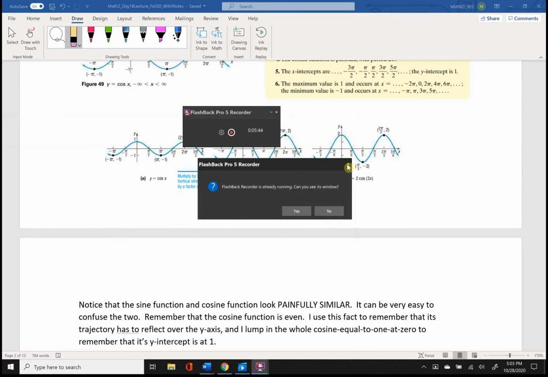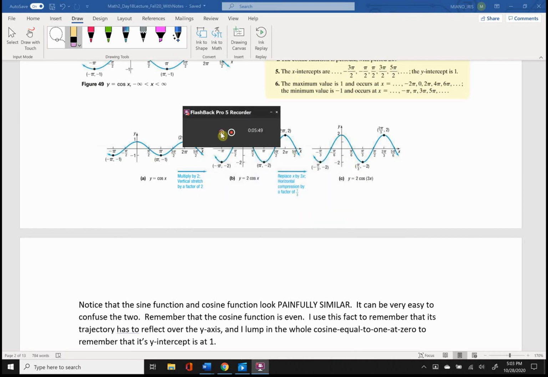No, I'm just gonna hold on. Can you see this window? Yes, I can. I've got to pause you. Okay, it looks like we can continue.